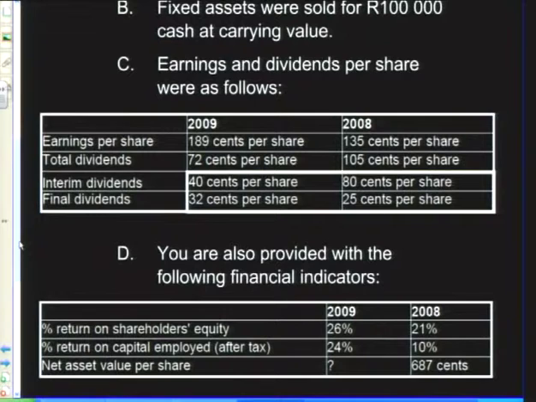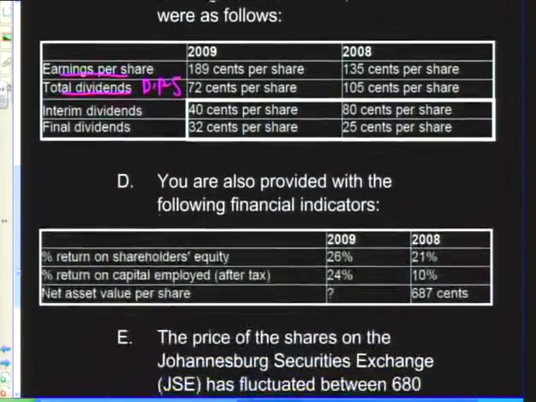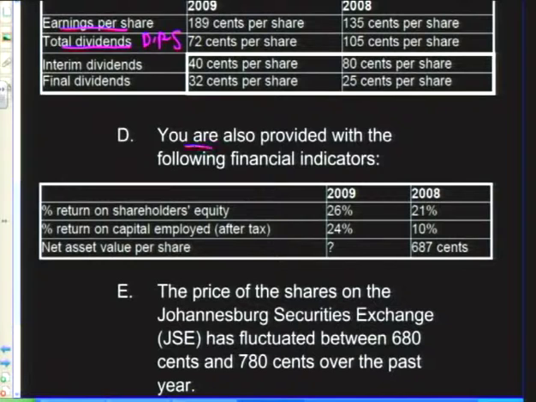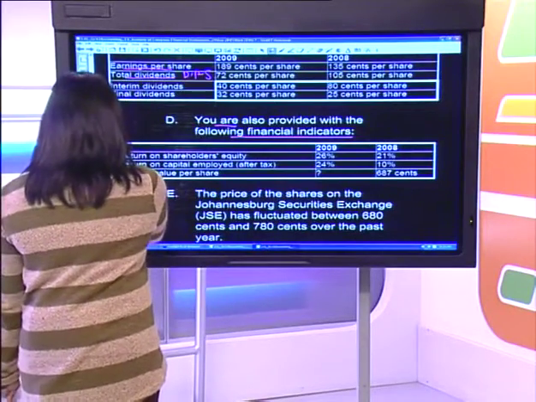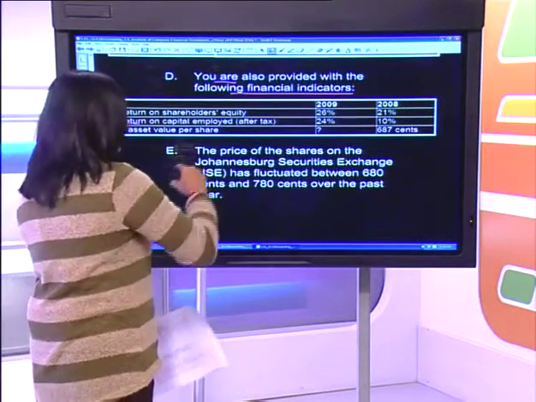Looking at the additional information, I notice they've given me earnings per share. They've given me total dividends. So this is my dividends per share that they've also given me. They've broken it down into interim and final, and then at the bottom, you are provided with certain financial indicators: percentage return on shareholders' equity, return on capital employed, and then my net asset value per share.